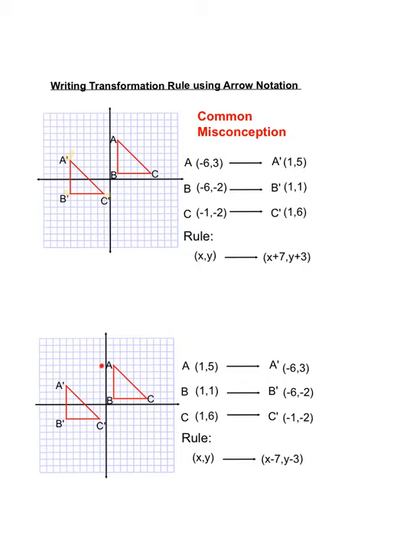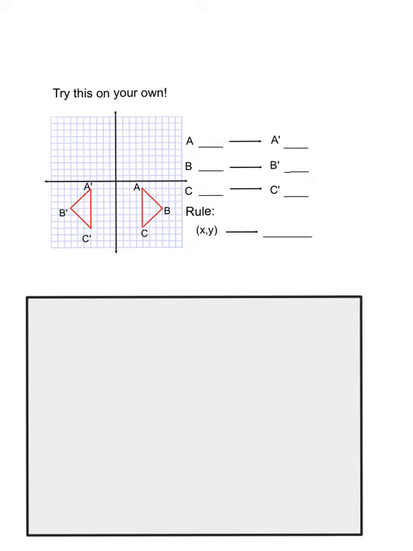We need to start at the pre-image A without the prime and go to our A with the prime. So we need to go to the left 7 and then down 3 and do that for each of these points. Take a minute and pause the video to try this problem on your own. Write the points for the pre-image and then to the image, and then also write the rule.